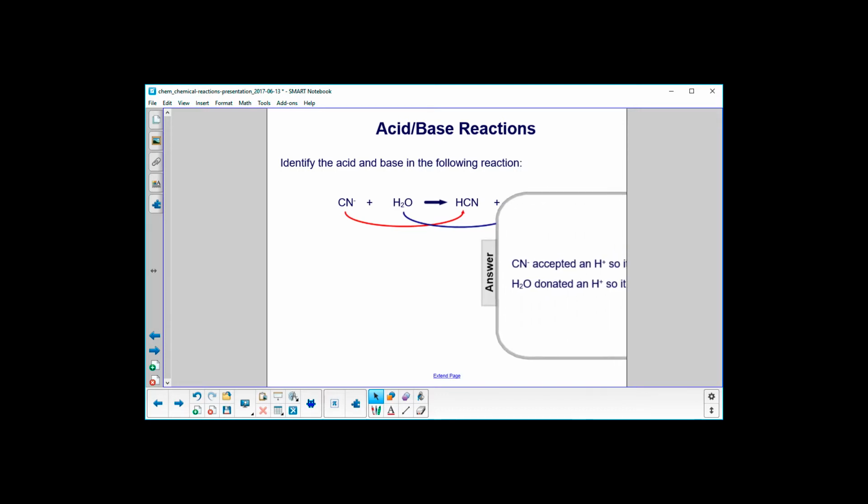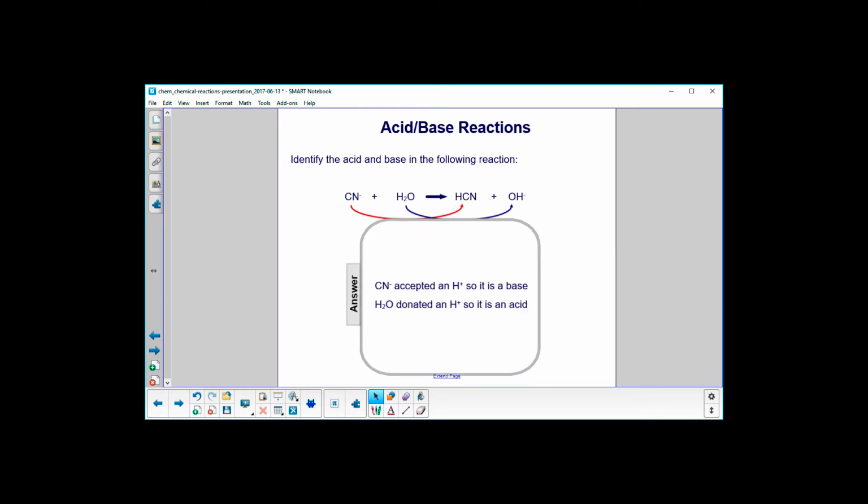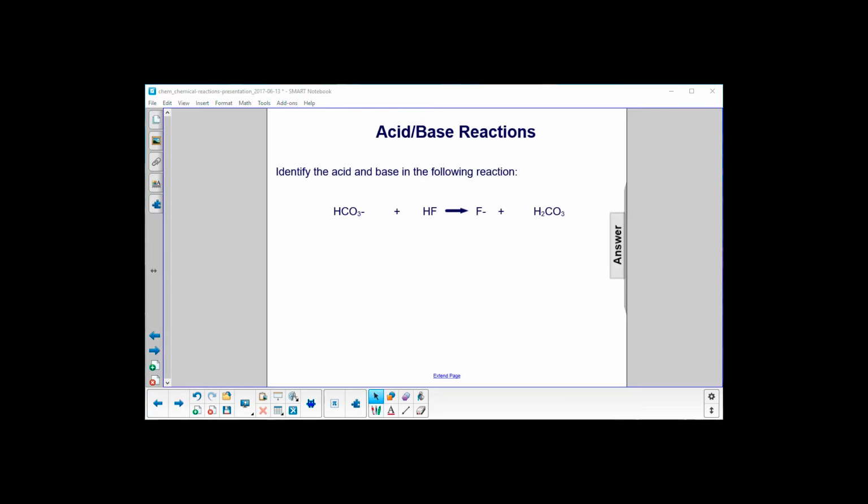Okay, here we go. So what do we see here? We have CN- over here accepting an H+. See how it becomes HCN? So that is a base. Water donates an H and becomes hydroxide ion, so it is the acid in this case. Seems funny to think of water as an acid, but it is by this definition.